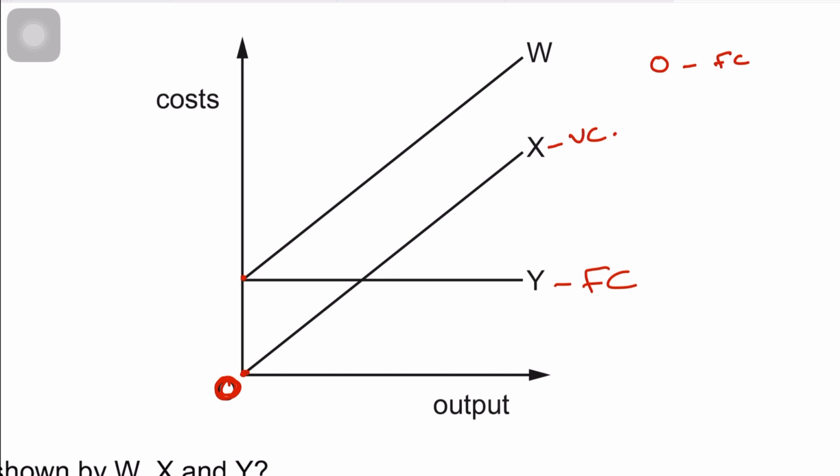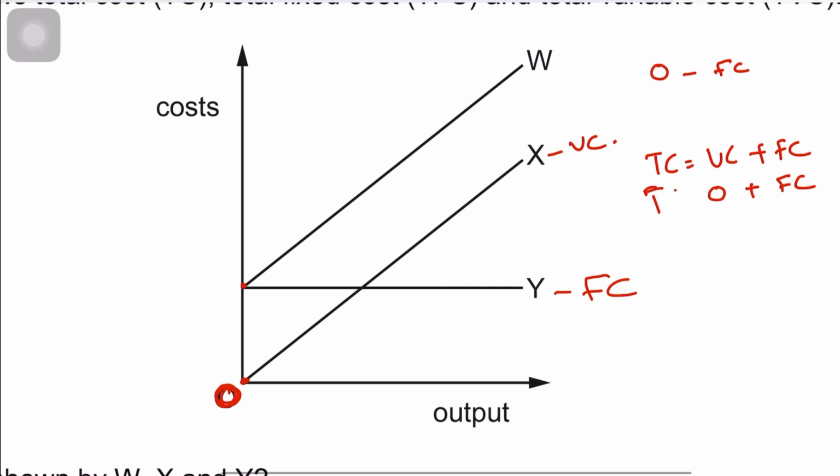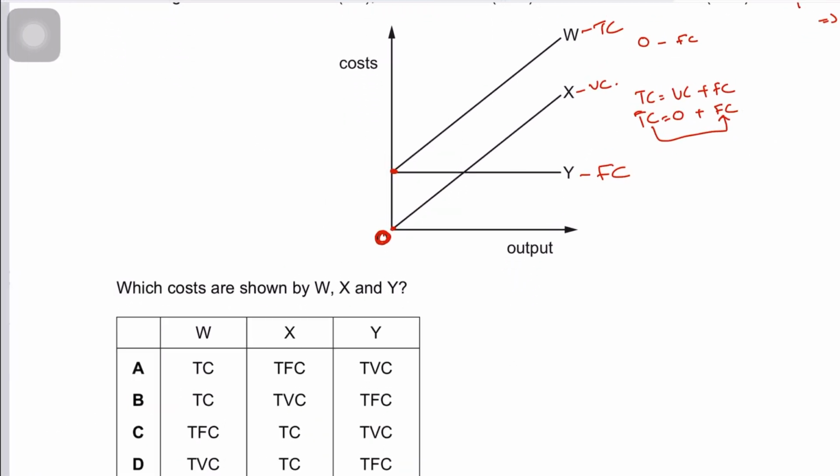But total cost is variable cost plus fixed cost, right? So at 0 units, you will not incur any variable cost, but at 0 units, you will definitely incur a fixed cost. So your total cost would actually be equal to the fixed cost. That is why it starts from the point of the fixed cost. So this is your total cost. So as far as X is concerned, X is your variable cost.